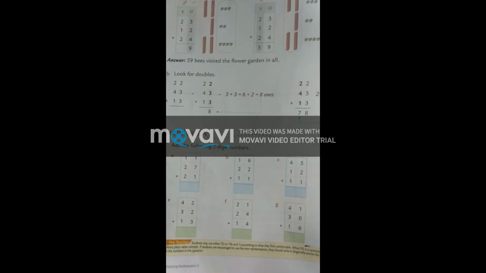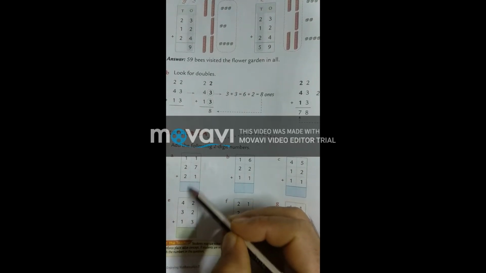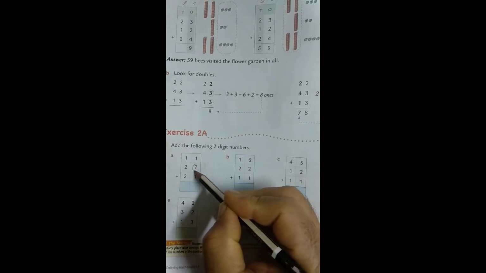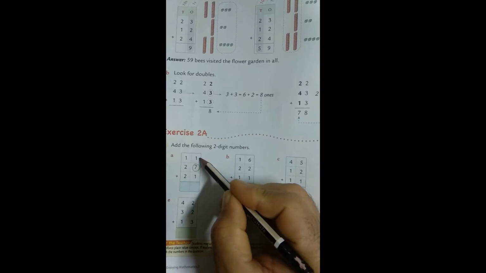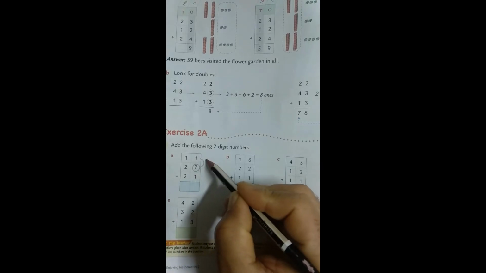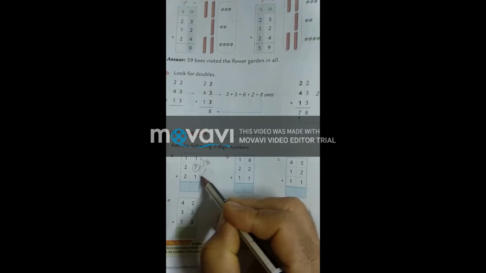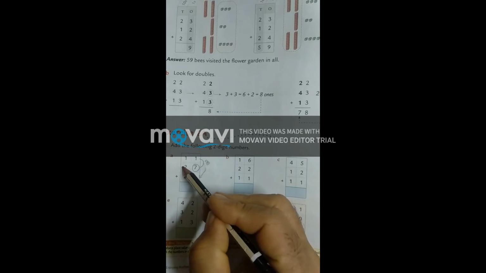Now we will start page number 28, exercise 2a. Add the following 2-digit numbers. We have to add the numbers. There are three numbers: 11, 27 and 21. How to add? First of all, you have to start from the biggest number. Biggest number is 7, and add any one of the numbers. 7 plus 1, 8. When you add these two, now add this 8 with the next number. 8 plus 1, 9.